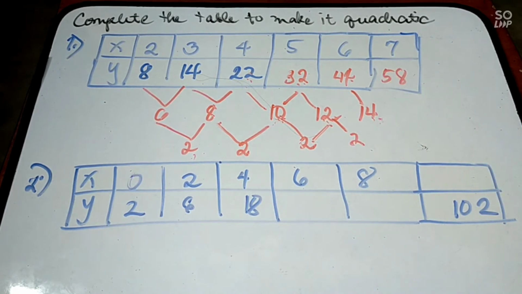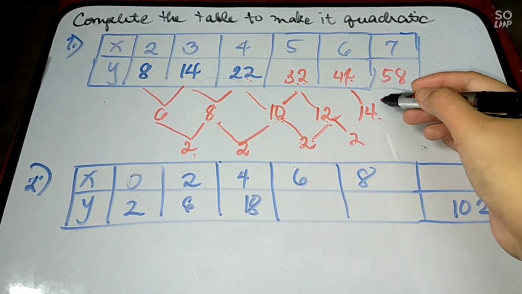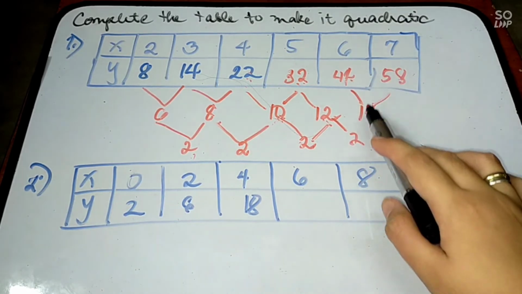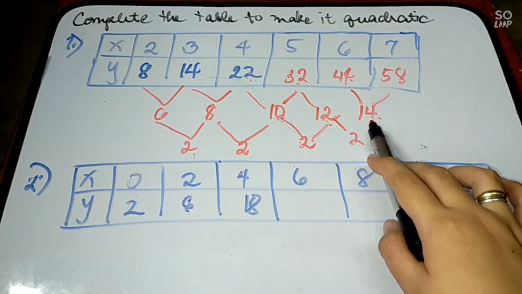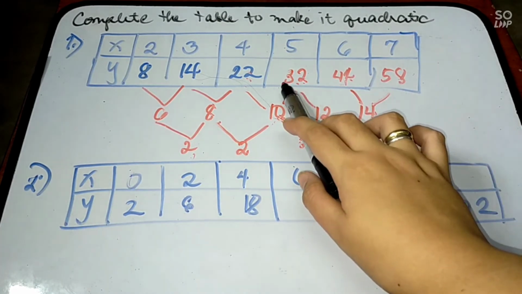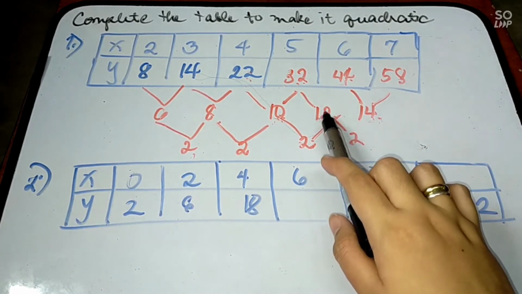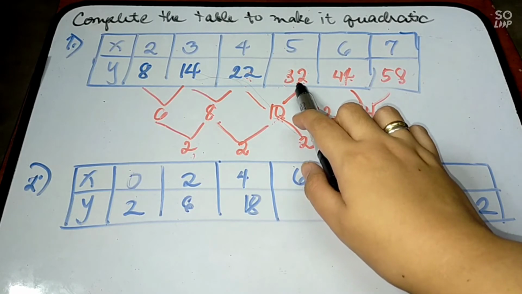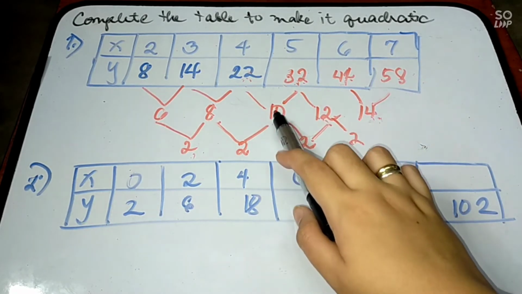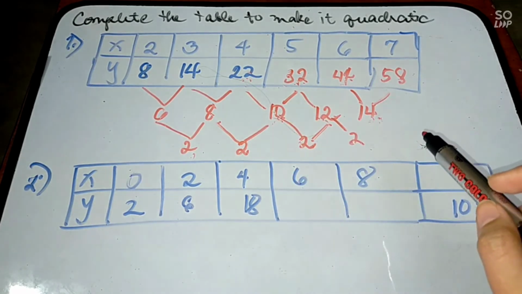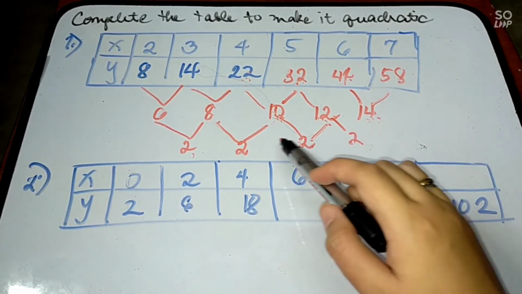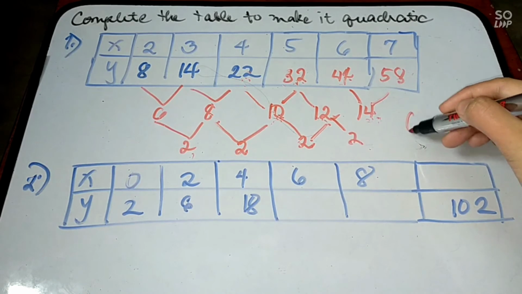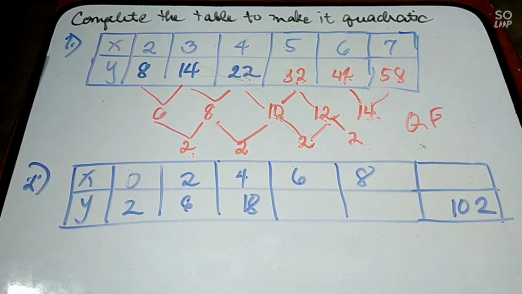Is it clear? So, kapag chinek mo naman yan, if you subtract 58 minus 44, the answer here is 14. Ganun lang. Next, 44 minus 32, the answer is 12. 32 minus 22, the answer is 10. Is it clear? Then, pag sinubtract mo yung unang difference, magiging 2 lahat siya. Therefore, quadratic function na siya. Alright? Next tayo, let us have number 2.